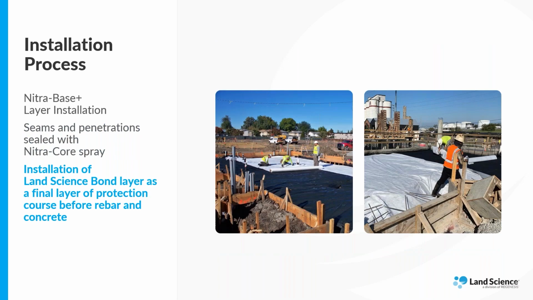And then here we see them installing the Land Science bond layer, which is the final layer before rebar and concrete. We purposely use a light color so that it's easier to see any tears in the system. And it's a major contrast from the black material that's sprayed below it.